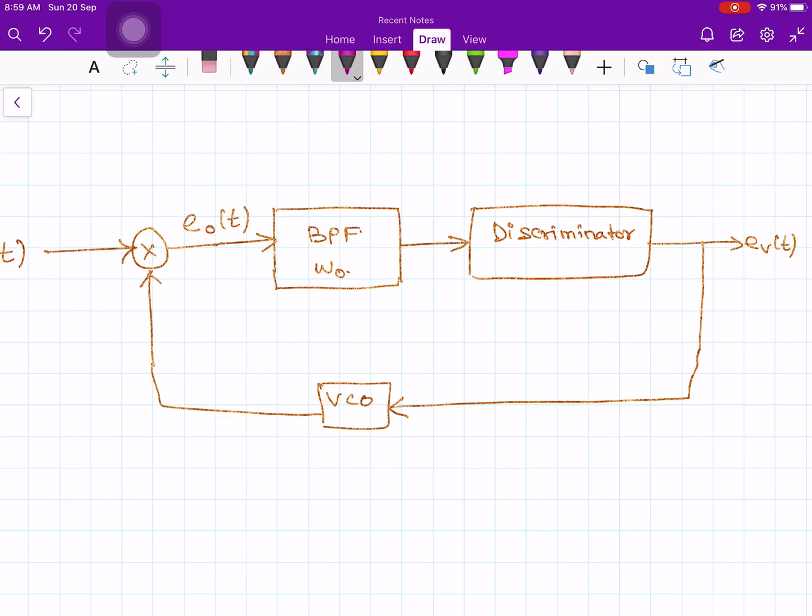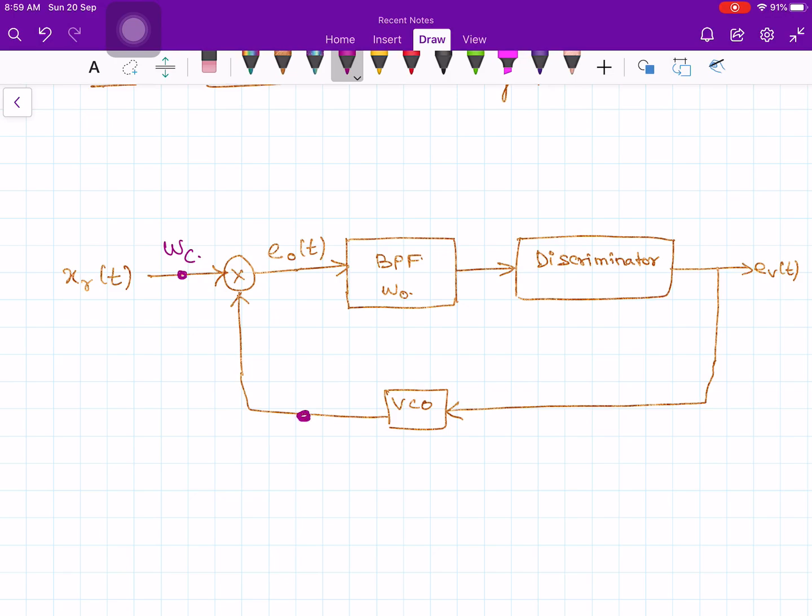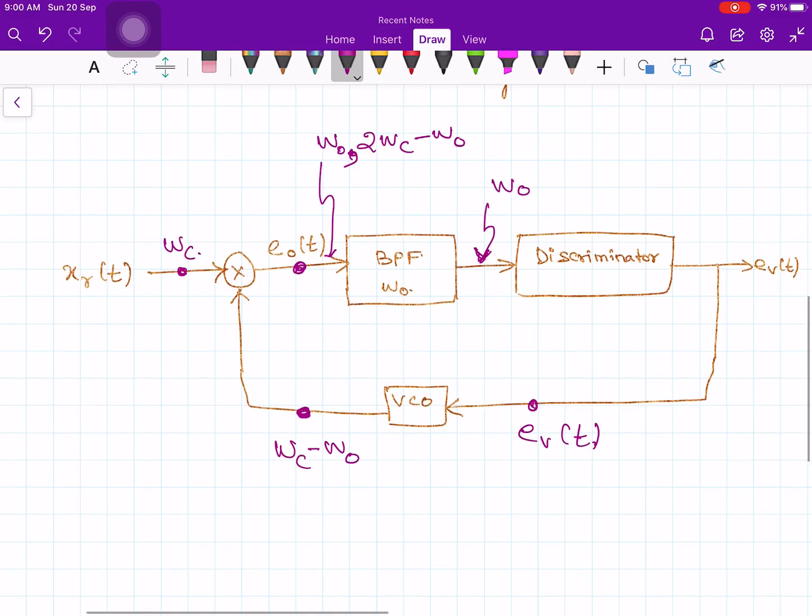Now if you look at what is the frequency at this point, it is the carrier frequency omega c, because that is my received signal. Okay, and what is the frequency at this point? My voltage controlled oscillator is oscillating at the frequency of omega c minus omega naught. Therefore at this point my frequencies are the sum and the difference frequency. So you will get omega naught and 2 omega c minus omega naught. These two components will be present here, and after the band pass filter it will contain only omega naught, and then you give it to the frequency demodulator, the discriminator. So this point let me call EV of t. That's it. This is my block diagram.